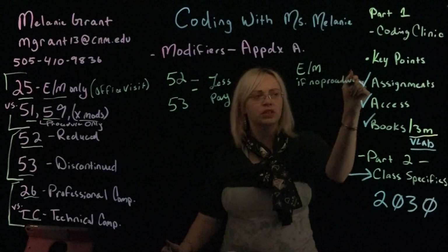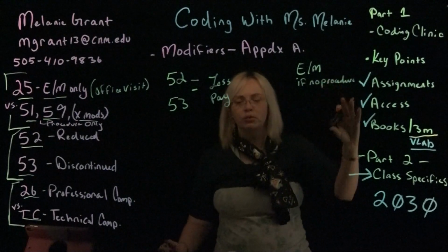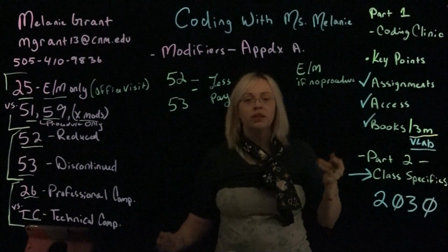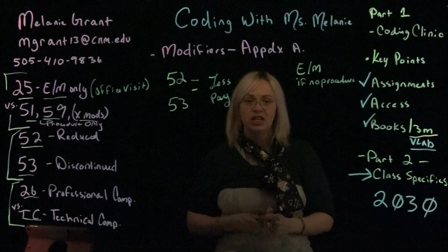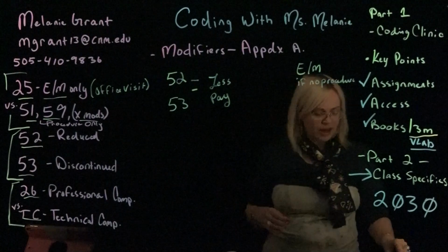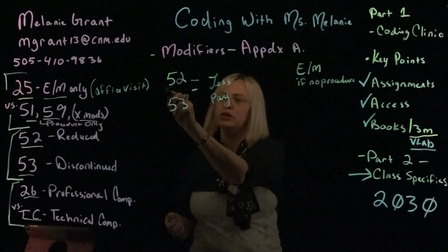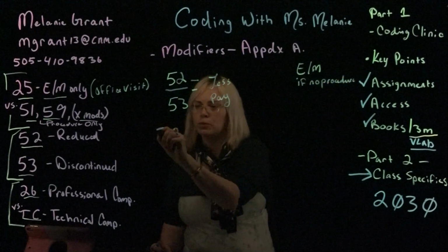And this, of course, falls under only if it's documented for an appropriate E&M service, which we can most likely find within documentation of that visit. Now, let's talk about when we would use 52. 52 is for reduced services.